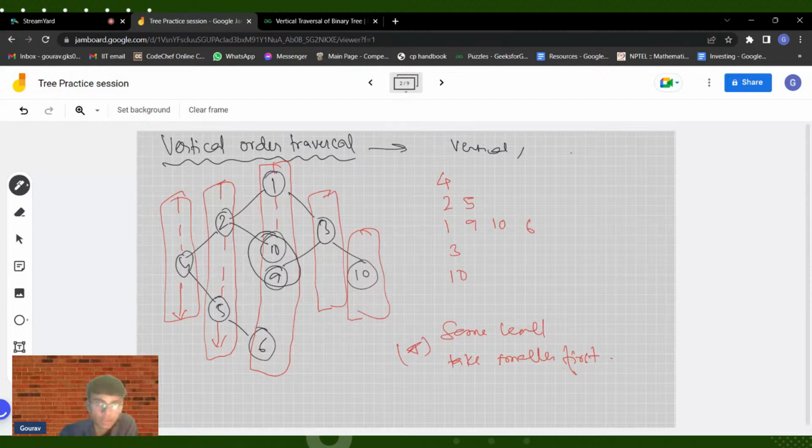For example, when I was dealing with level number 3, my output was 1, 9, 10, and 6. So 9 is coming before 10 in my actual output, because 9 has a smaller value than 10. But in fact, 9 and 10 are both lying on the same vertical, overlapping with each other, on the same vertical as well as the same level. So this should be taken care of. So this was about the concepts.